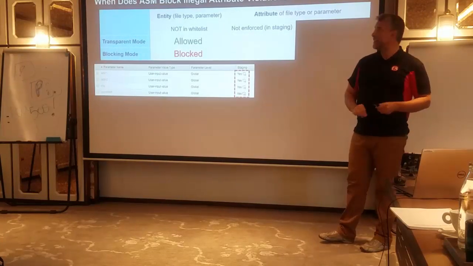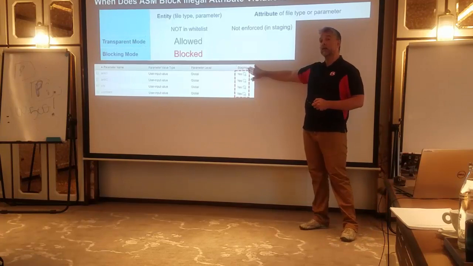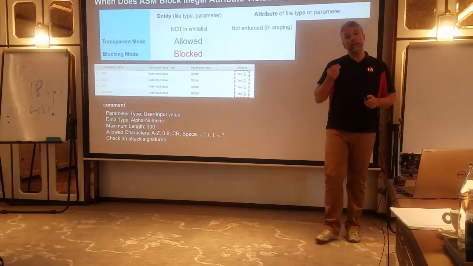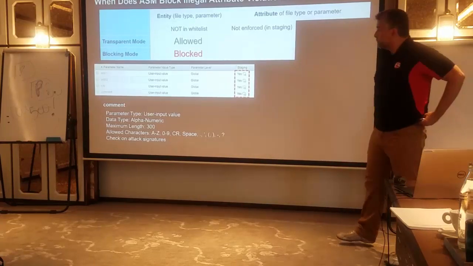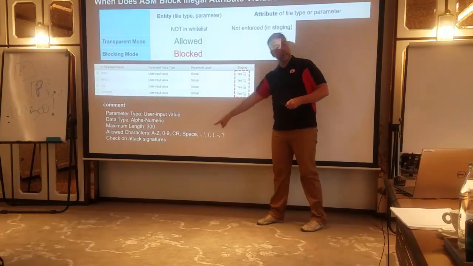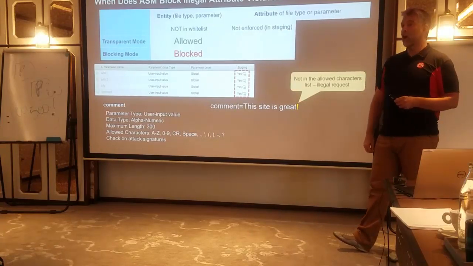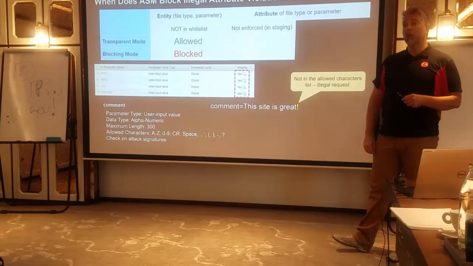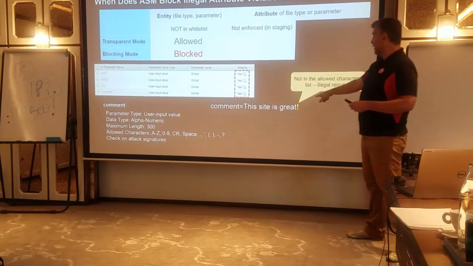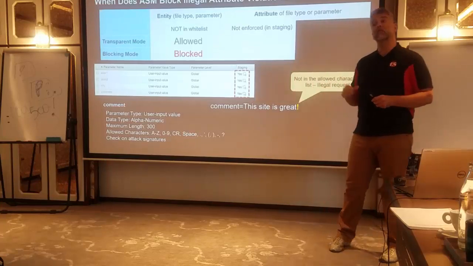But now we'll talk about attributes of an entity. And we're going to use the comment entity, the comment parameter. Notice right now, these parameters are all still in staging, non-enforced. And these are all of the current attributes of my comment parameter. User input value, alphanumeric, 300 maximum characters. There's my list of allowed meta characters, and it's blocking on all parameter attack signatures. And somebody has submitted this request in the comment field. So this is a very good example of a non-malicious request that is actually illegal. It's illegal because this exclamation mark is not on the allowed character list at this time. So this is considered an illegal request.